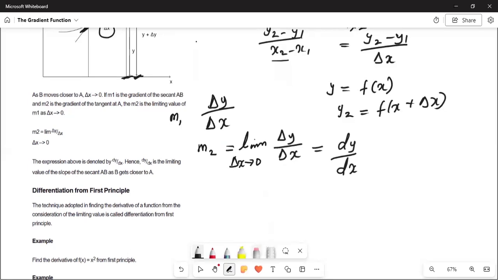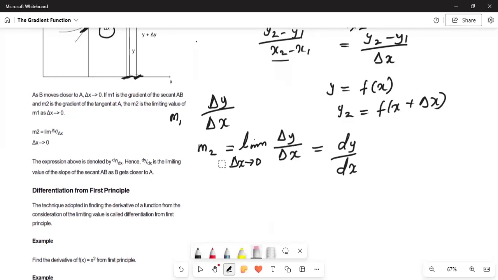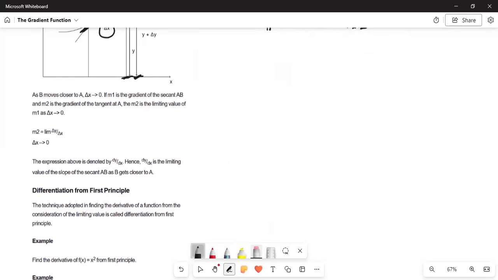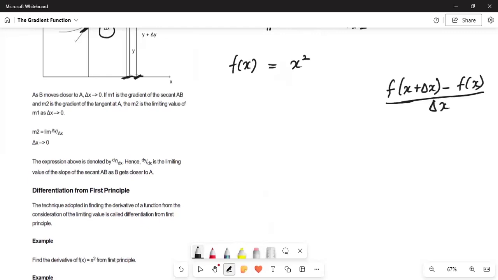So we have some examples here. The first one says find the derivative of f of x equal to x squared from first principle. Okay, so if f of x is equal to x squared, now our goal when taking derivative from first principle is to try to express the gradient of this function in this format: f of x plus delta x minus f of x over delta x, and then take the limit of this. The limit of this will give us the derivative of this function from first principle.